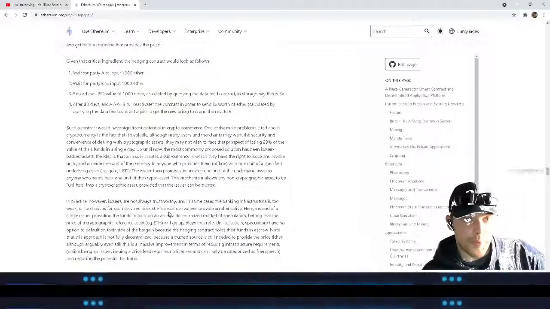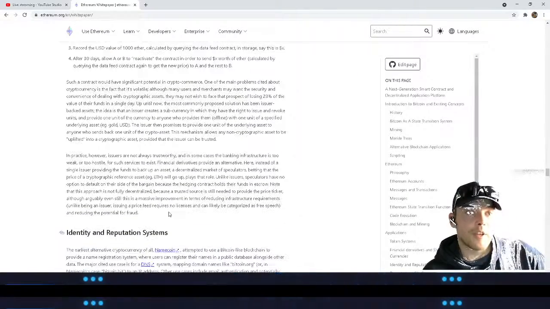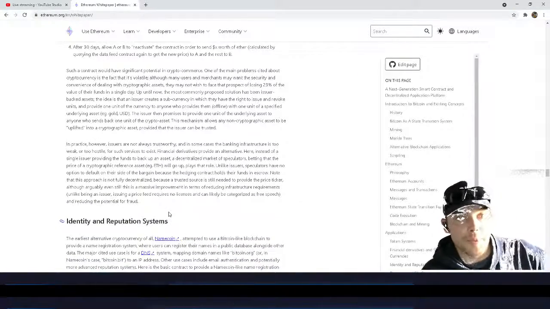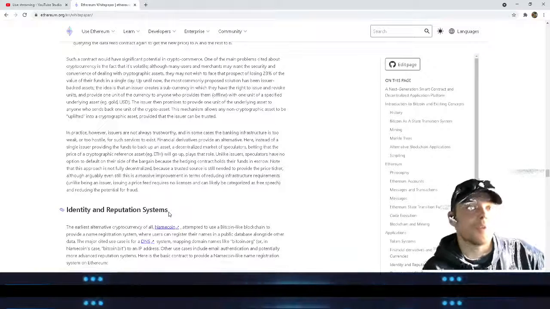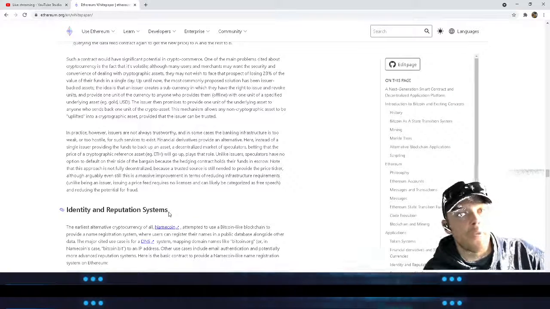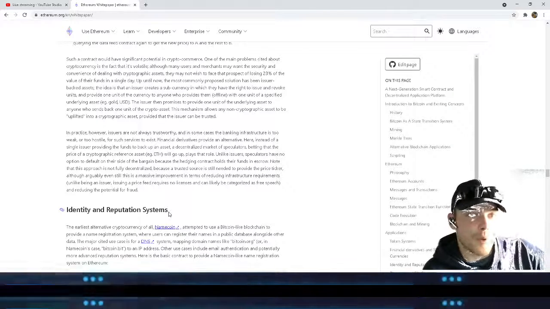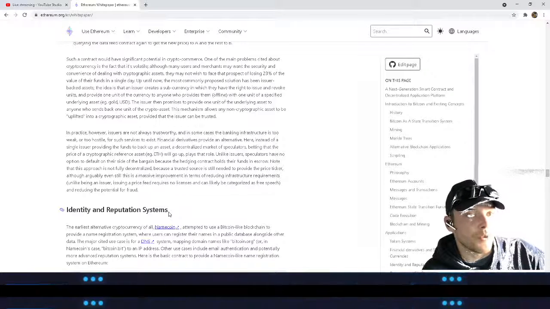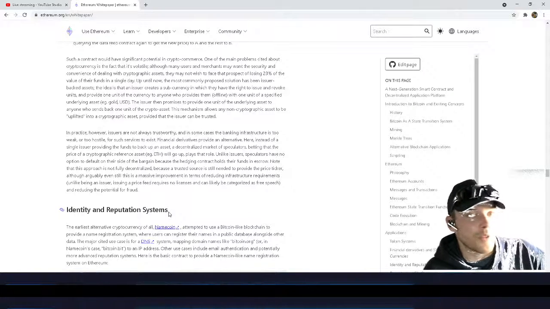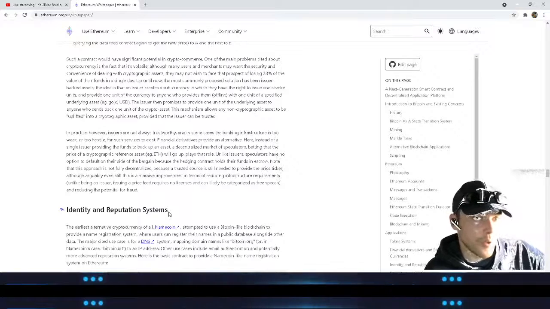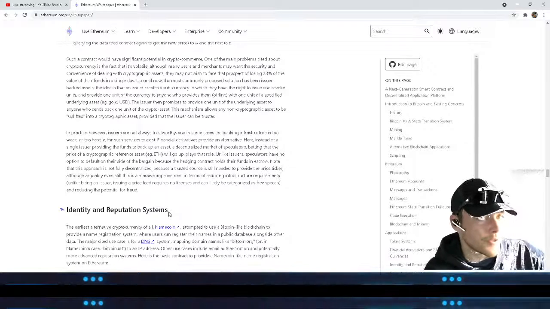Such a contract would have significant potential in crypto commerce. One of the main problems cited about cryptocurrency is the fact that it's volatile. Although many users and merchants may want the security and convenience of dealing with cryptographic assets, they may not wish to face the prospect of losing 23% of the value of their funds in a single day.